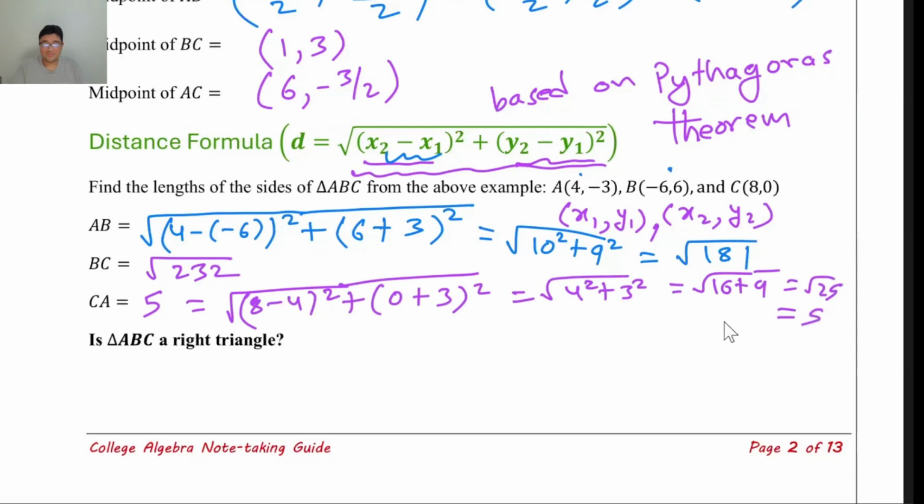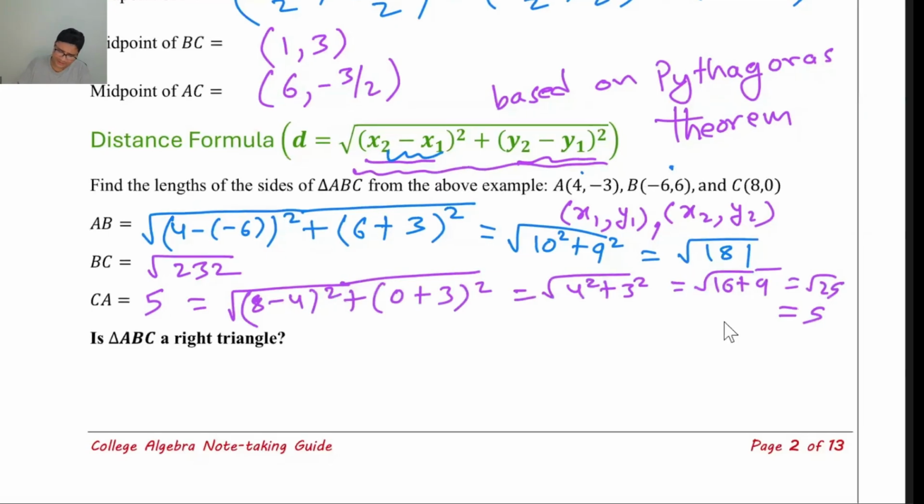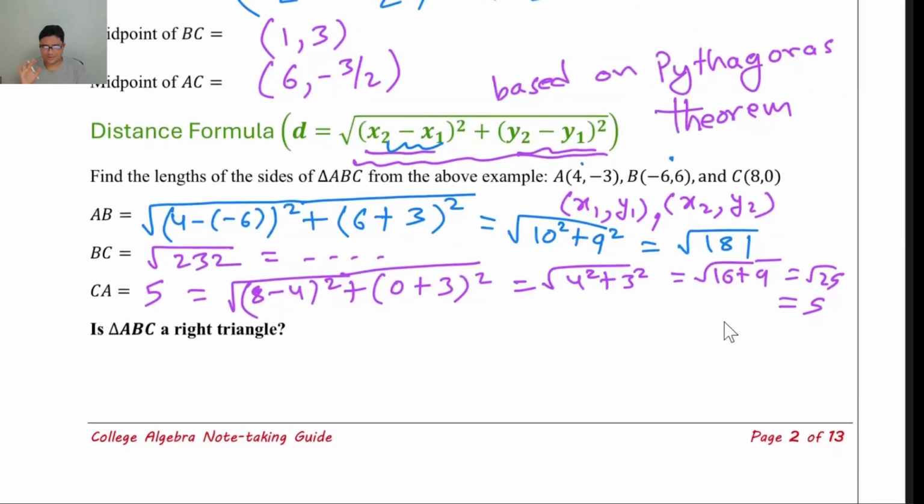So sometimes it gets simplified. Something like that was not possible for under root 232, although you can take something out of it. I'm not getting into that right now. Simplify when it is possible. That's all I would say.